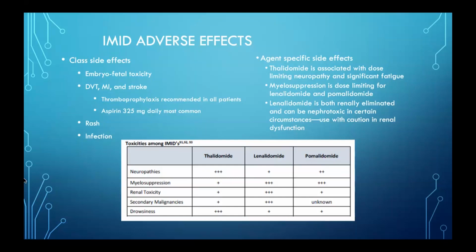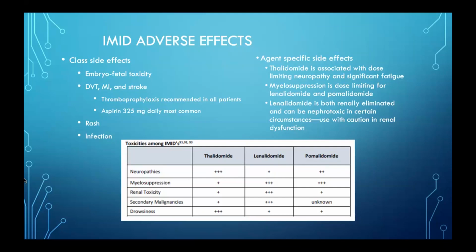Infection, also due to the cytotoxicity of these agents, is going to be a class-wide effect. Looking then at our agent-specific side effects, and I really like the graph at the bottom. I think it's helpful for comparing these agents. So thalidomide is going to have a lot of neuropathy as well as fatigue. This is why it was used as a sleep aid initially. Lenalidomide and pomalidomide both have dose-limiting myelosuppression, so that's going to be one of the major monitoring points for that.